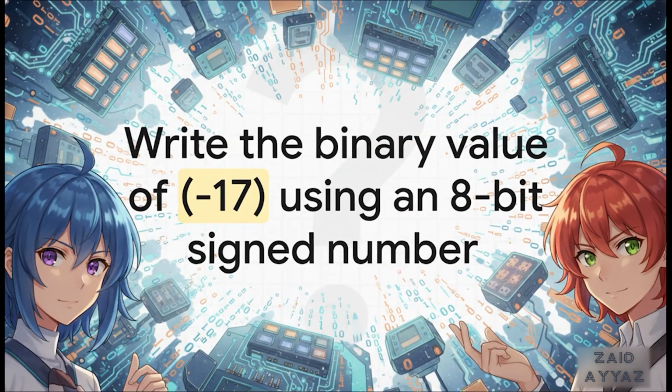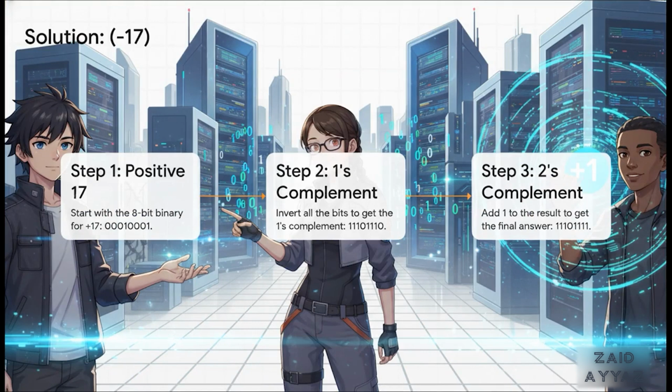All right, problem number 2. This one is all about that 2's complement trick. Your mission, write the binary value of -17 using an 8-bit number. Take a minute and give it a try. Okay, let's walk through the steps. First, we need positive 17, which is 00010001. Step 1 of our trick, find the 1's complement.